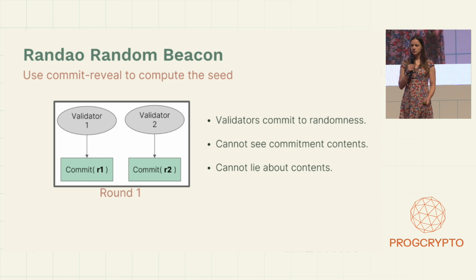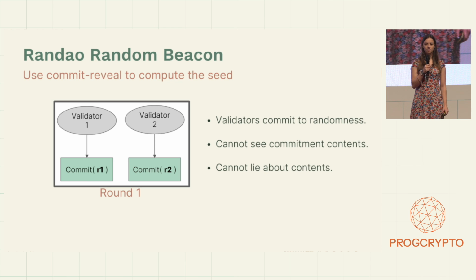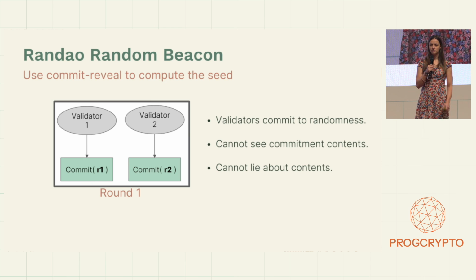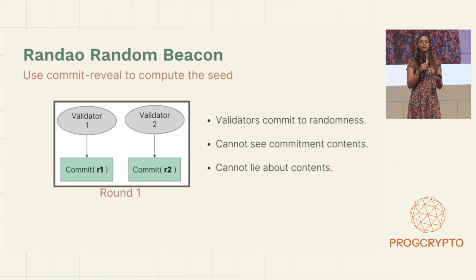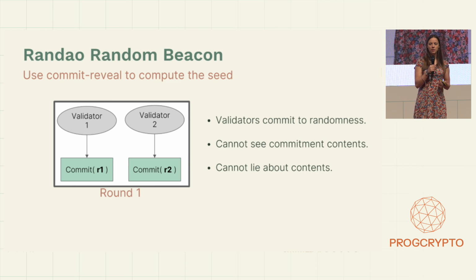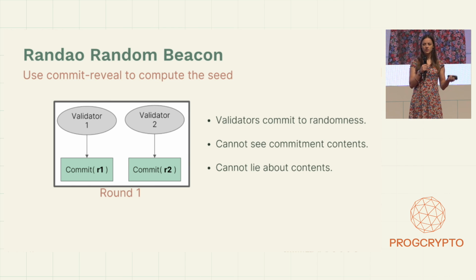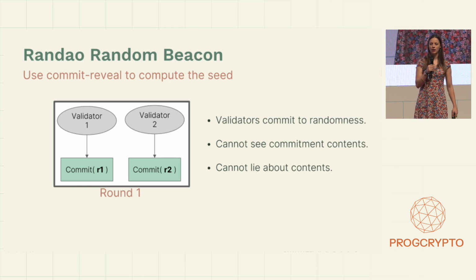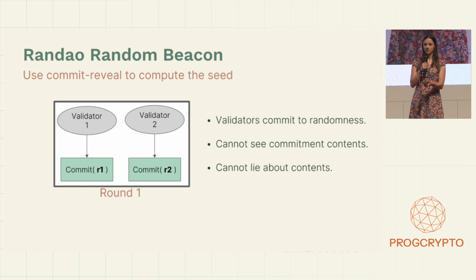Currently, Ethereum is using the RANDAO random beacon, and this is a very simple commit-reveal scheme. There are 2 rounds. In the first round, the validators commit to their randomness. This commitment is hiding, so nobody can see what the commitment contains. In particular, validator 2 is not going to know what R1 is, and validator 1 is not going to know what R2 is. Also, more important for the second round, you cannot lie about the content of these commitments.